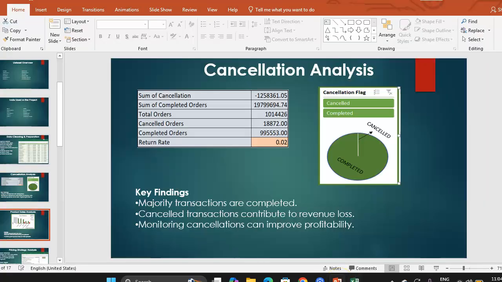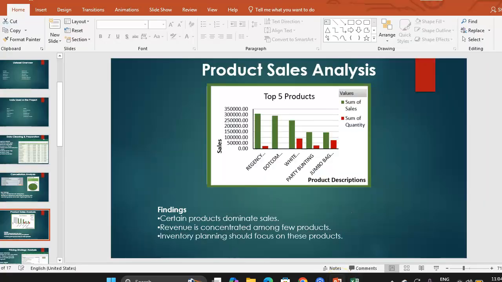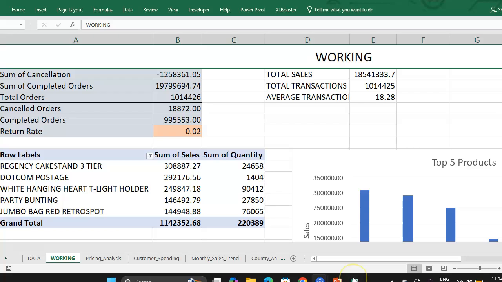Moving forward, we have product sales analysis. Using pivot table, I calculated total quantity sold, total revenue generated by each product. Then I identified the top performing product. The analysis revealed that a small number of products contributes significantly to total sales. This is a common business pattern where a limited number of products drives most revenue.